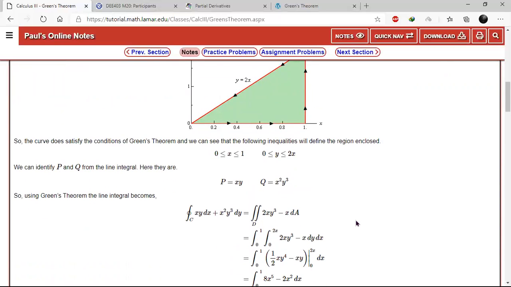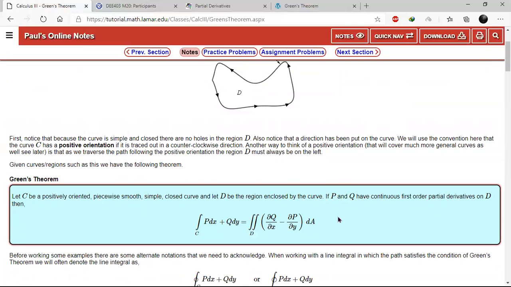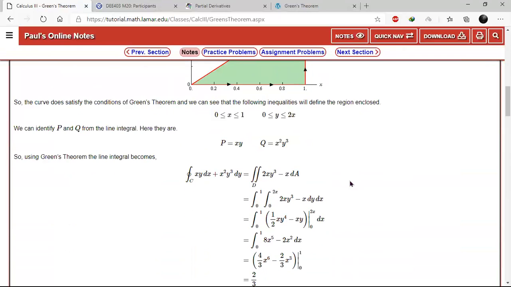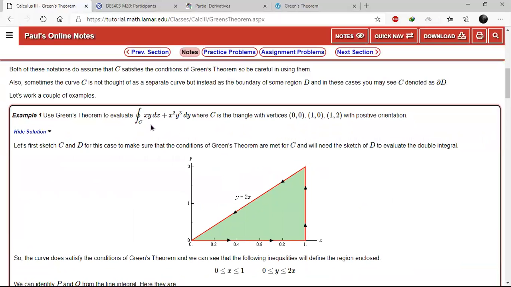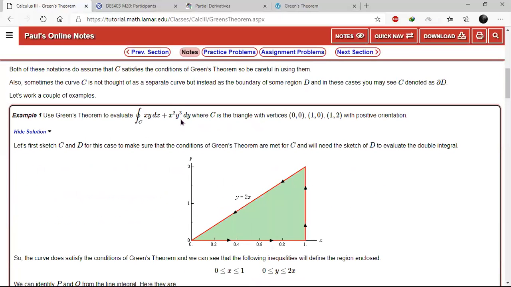So we already have the inequalities that define the enclosed region. Once we have that, we can go right ahead and identify the line integrals P and Q from our definition. We said if P and Q are continuous first order derivatives of D, where D is the enclosed region. How are we going to identify them? By looking at our equation here, they are already given. For P it will be xy because it goes with dx, and for Q it will be x squared y cubed. You can read them directly from the question.